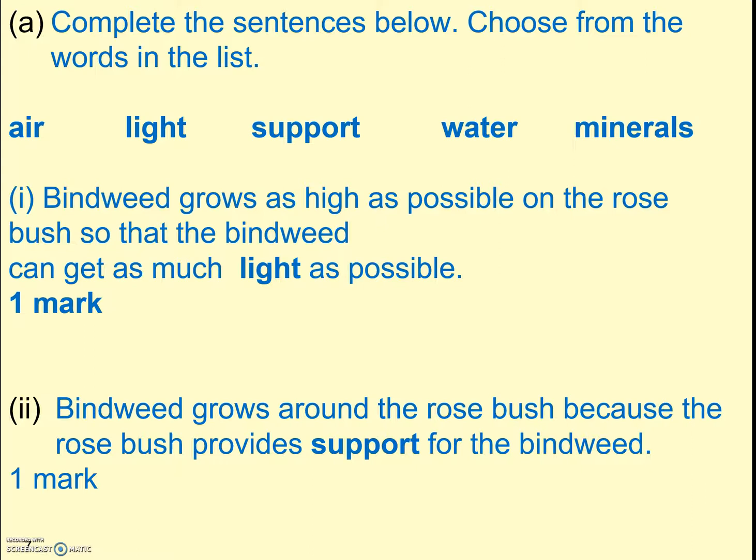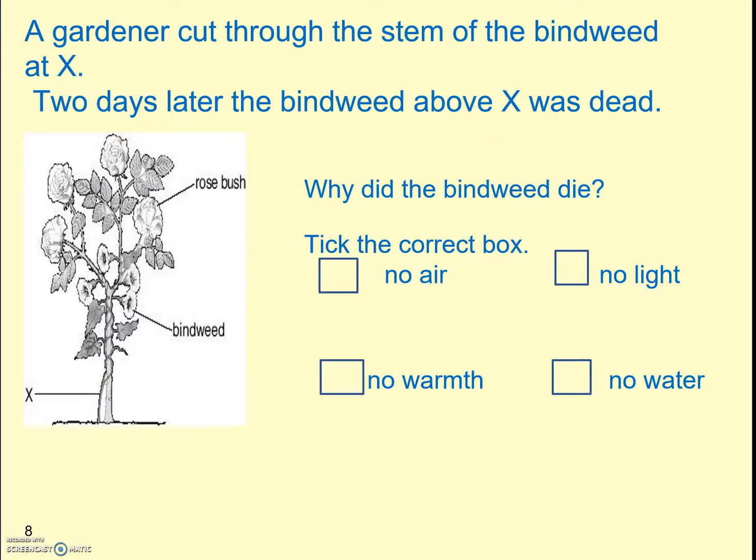So number 1, bindweed grows as high as possible on the rose bush so that the bindweed can get as much light as possible. Bindweed grows around the rose bush because the rose bush provides support for the bindweed. Tick your work if you got it right, correct it if you weren't too sure. So a gardener cut through the stem of the bindweed at X. This is X here. Why did the bindweed die? Was it because there was no air, no warmth, no light, or no water? Please pause the video and attempt this question now.